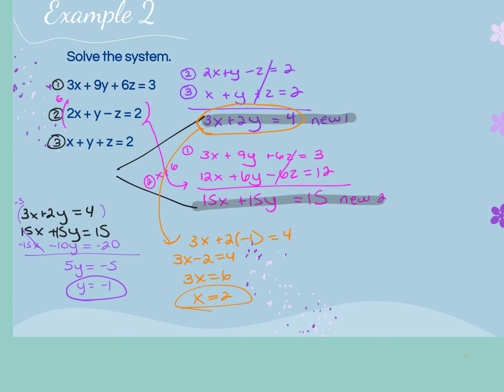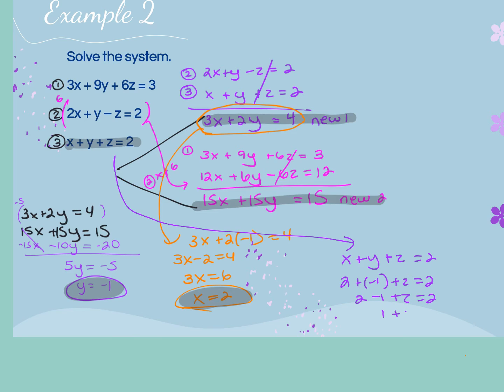So now I'm going to take these two, the negative 1 and the positive 2. I'm going to plug it into one of the originals, and I would probably pick the bottom one. It has no coefficients. So x plus y plus z equals 2. 2 plus a negative 1 plus z equals 2. 2 minus 1 is 1. Subtract the 1, and z is 1. Now I've got all three, and I put them in order, x, y, z.